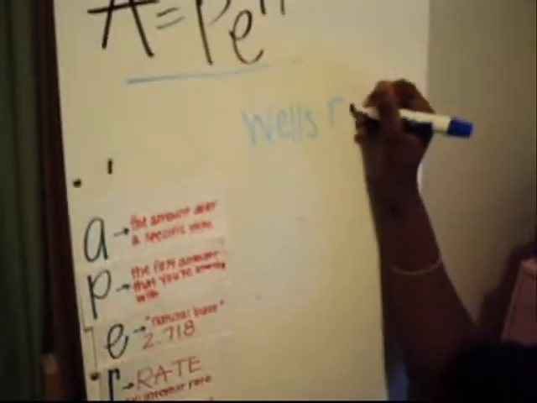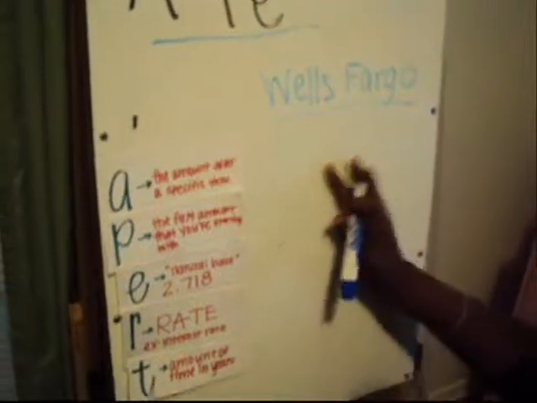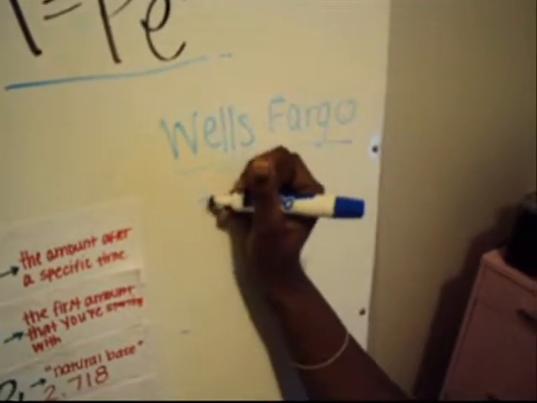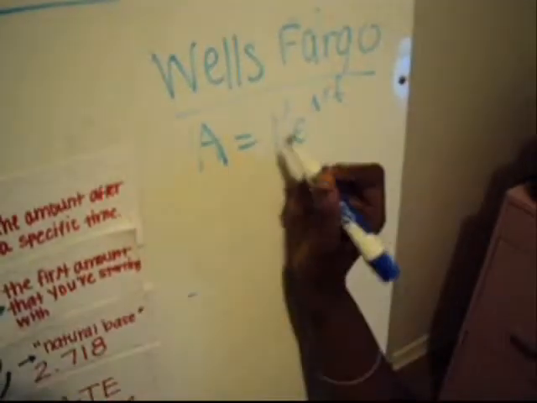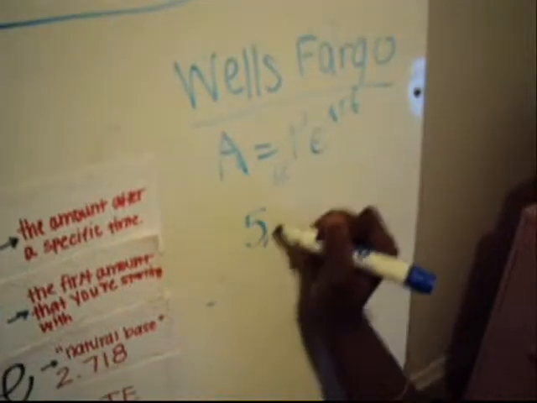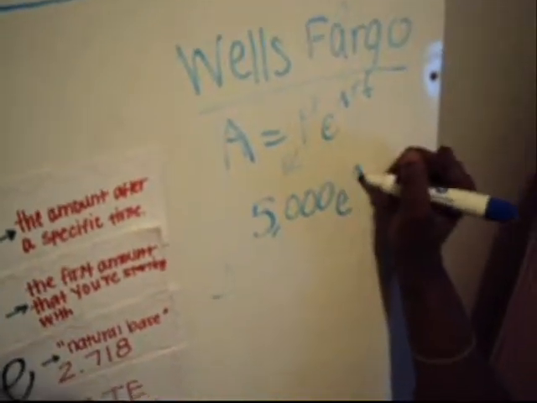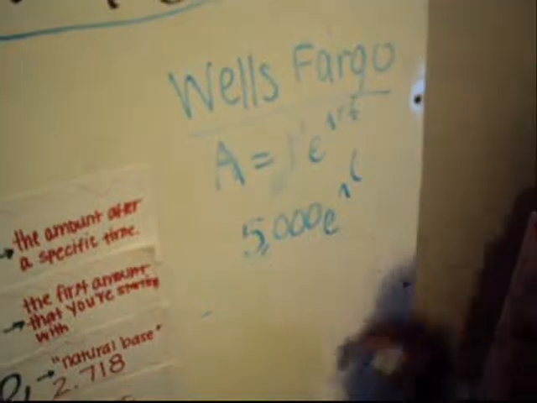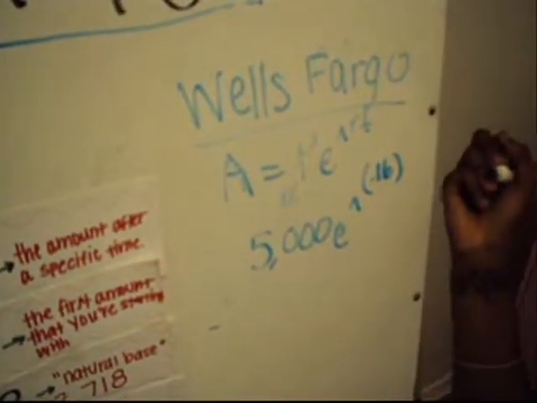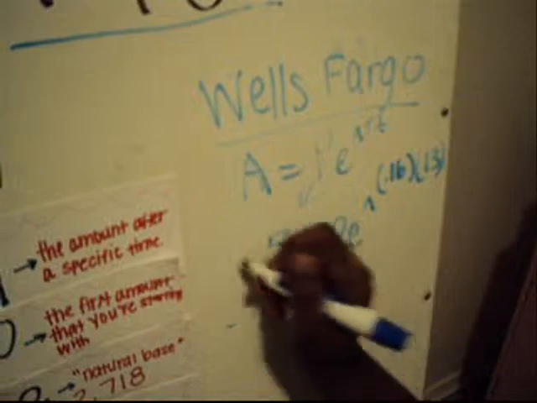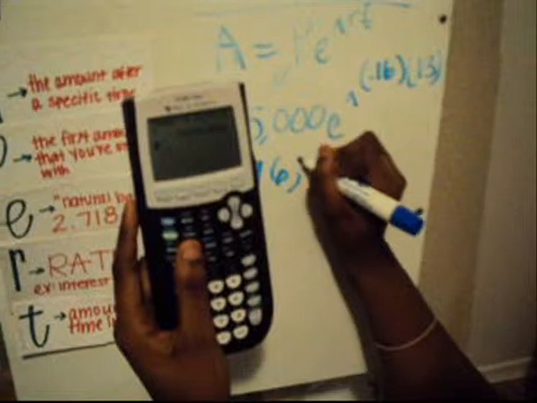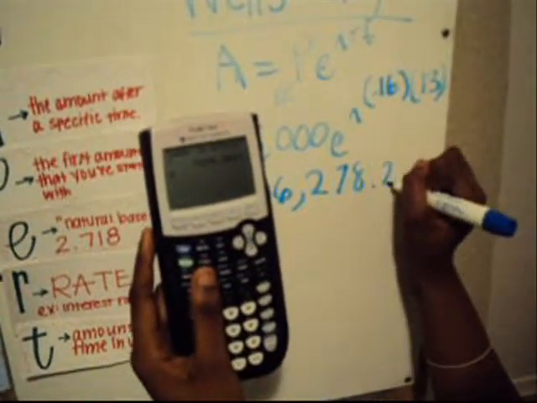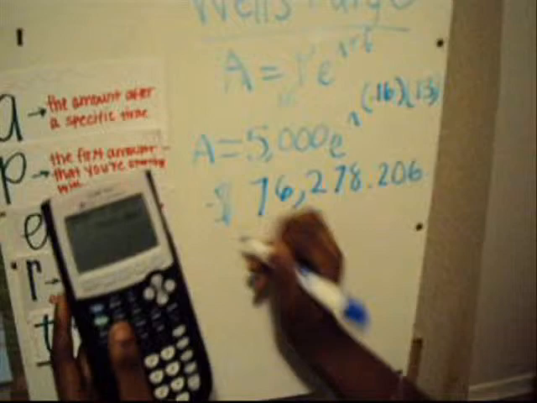Wells Fargo. Now for Wells Fargo, remember your equation, A equals PE to the power of RT. Your P is still going to stay the same, $5,000. Bring the E down. Your interest rate now for Wells Fargo Bank is 0.16, also known as 16%, and your T will stay the same, 13 years. If you do the math for that, you should get $76,278.206.